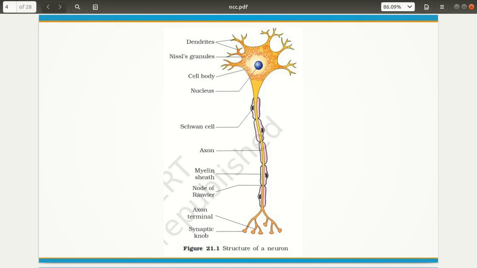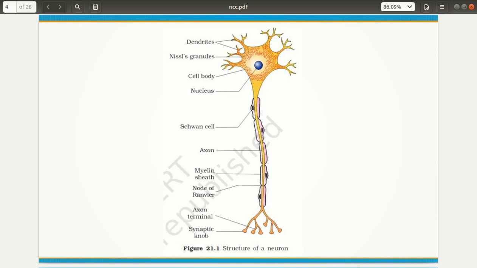There is a single axon which proceeds downwards, and the axons are covered by Schwann cells, and in between the Schwann cells there is a node of Ranvier. The axon proceeds further and branches to form two, and the axon terminus ends with button-like structures, which we call synaptic knots, and that is the place where synapses occur.